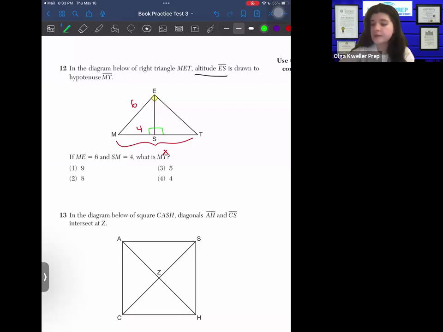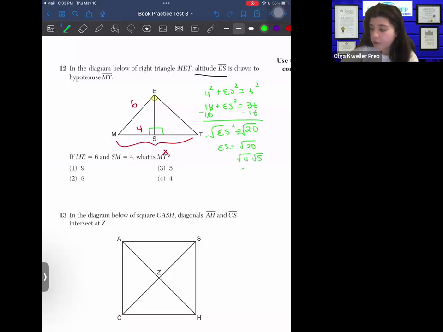Yeah, we can find ES. So we're going to have 4 squared plus ES squared is equal to 6 squared. We're going to have 16 plus ES squared is 36. Subtract 16 from both sides. And we're going to get ES squared is equal to 20. That means ES is radical 20. And I can fix it up a little bit, right? I can say radical 4, radical 5. So we can call it 2 radical 5. And then what would you do?